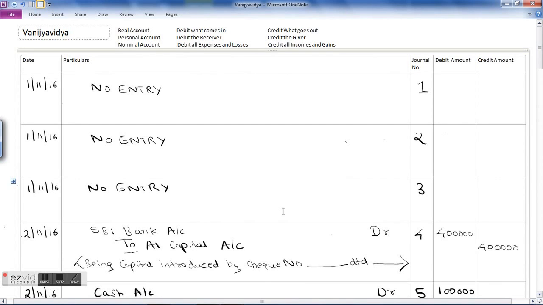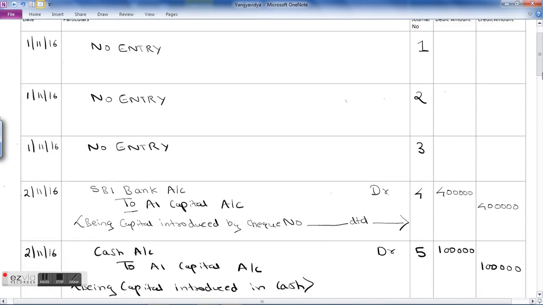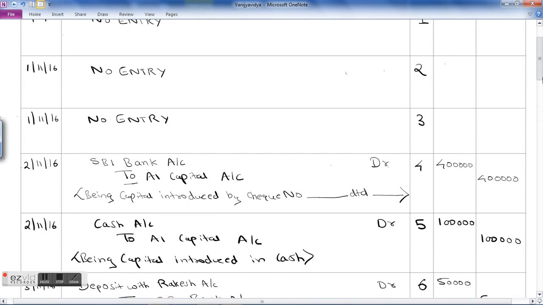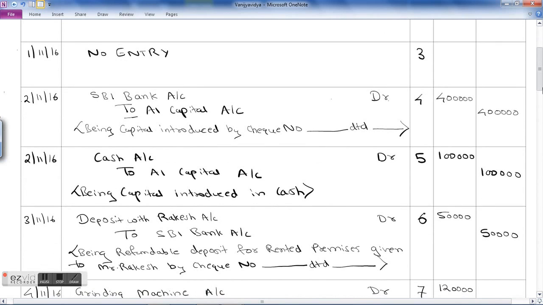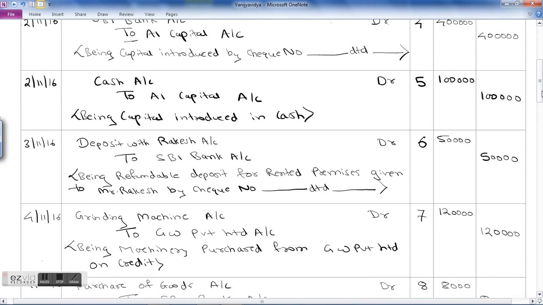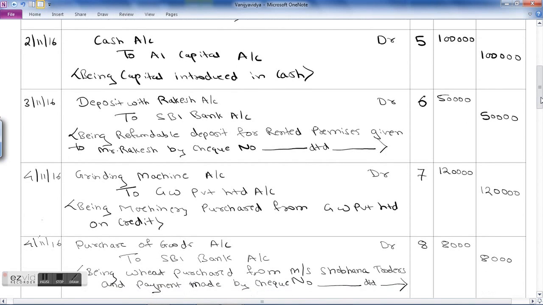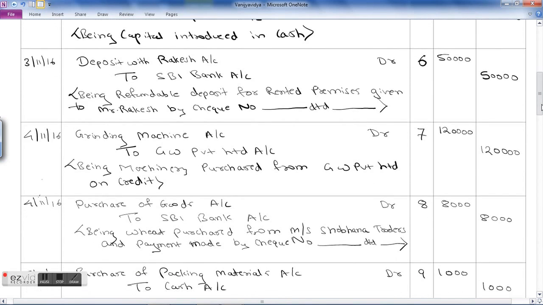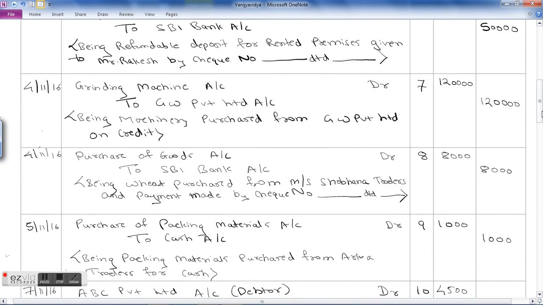Entry number 4, SBI bank account, we have to make one. Then A1's capital account. Then entry number 5, we have to make one cash account. Then entry number 6, we have to make one deposit with Rakesh account. Then entry number 7, both grinding machine account and GW private limited account. Then entry number 8, purchase of goods account.